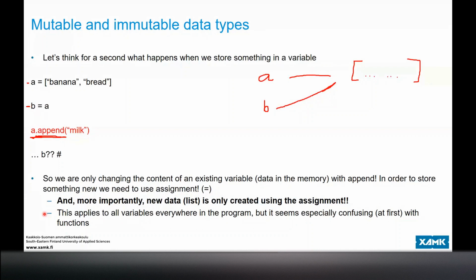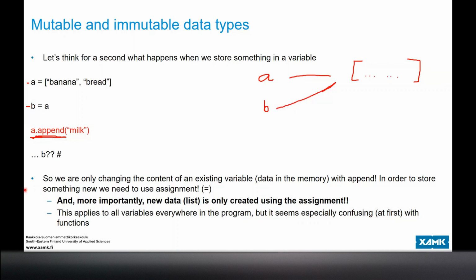This applies to all variables everywhere in all Python programs, but it can be especially confusing at first with functions, and that's why I am talking about it in detail and drawing these schematics of how these variables are tied to the data that's stored in the computer's memory. And again, this is not the easiest concept to wrap your head around, but it does work consistently, and there is nothing magical about it.